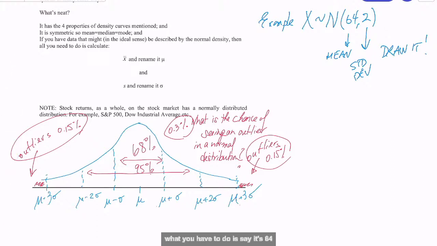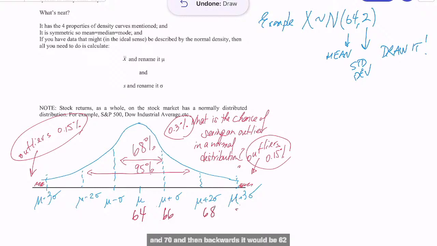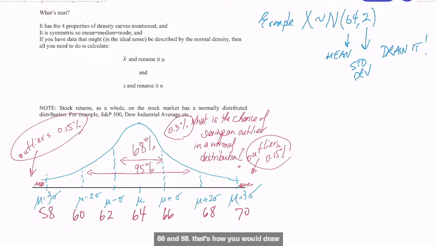Let's see if I just move this away, and I'll put the numbers underneath. So what you have to do is say it's 64 in the middle. Then you're going to move over to 66, 68, and 70, and then backwards it would be 62, 60, and 58. That's how you would draw that. Same shape with 99.7% in between. Okay.